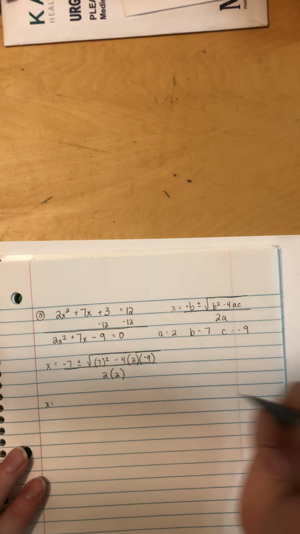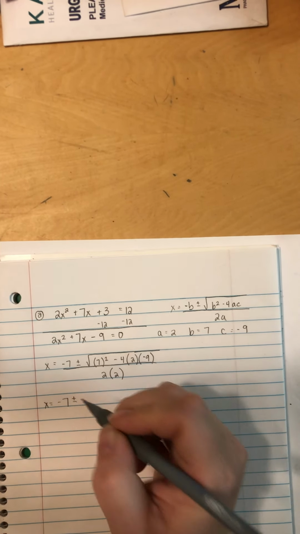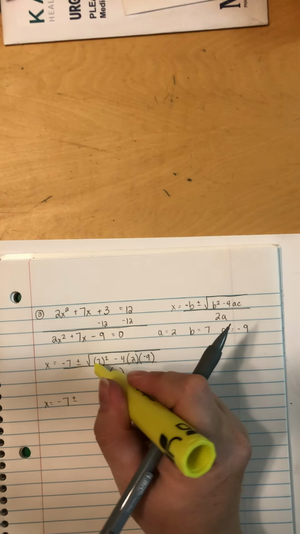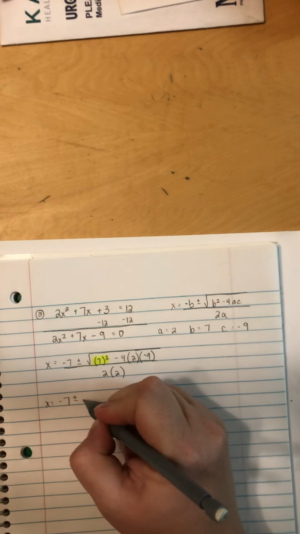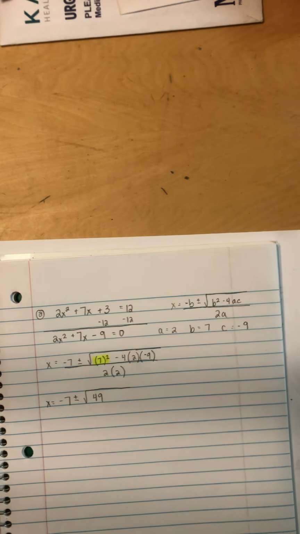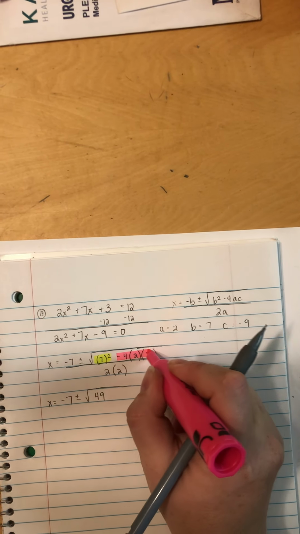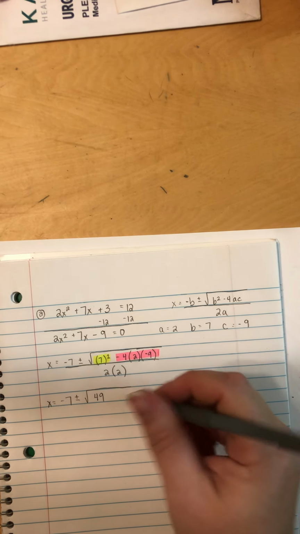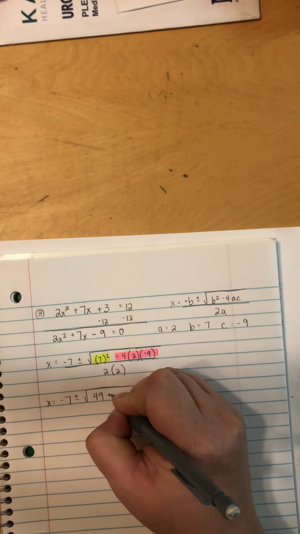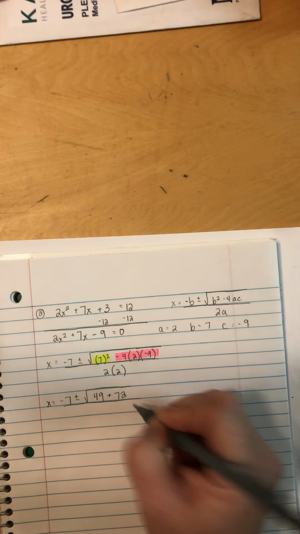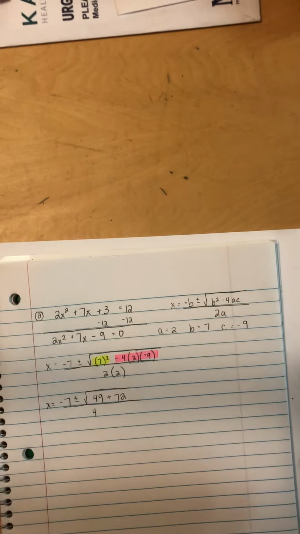So x equals negative 7 plus or minus, same thing, I'm going to do this over here. 7 squared, so the square root of 7 squared is 49. Negative 4 times a times c, negative 4 times 2 times negative 9, is going to give us plus 72. And this is all going to be divided by 2 times 2, which is 4. All right.